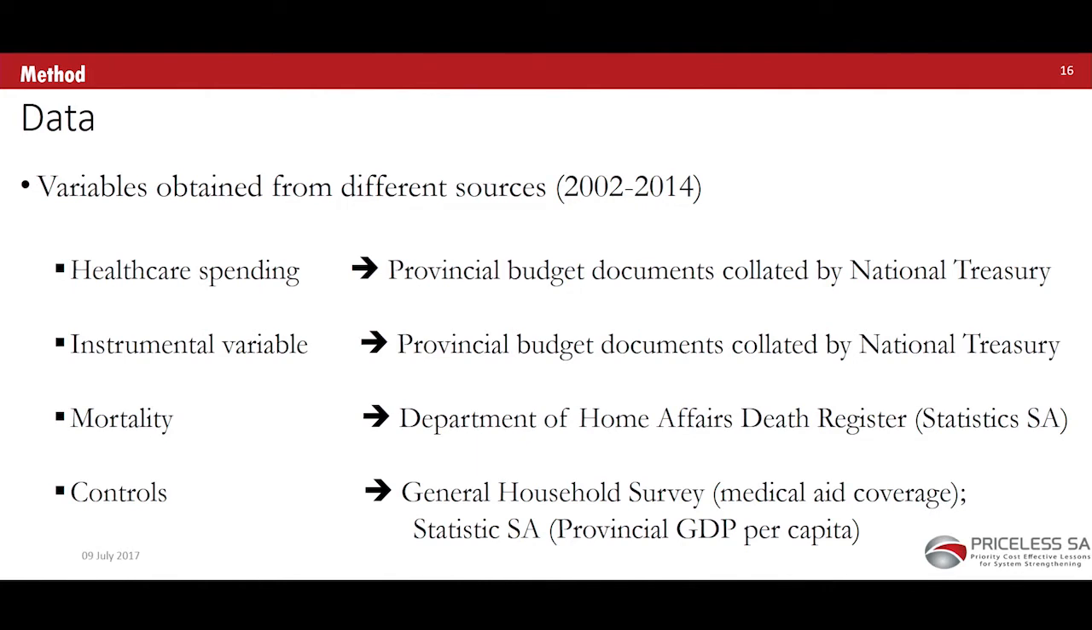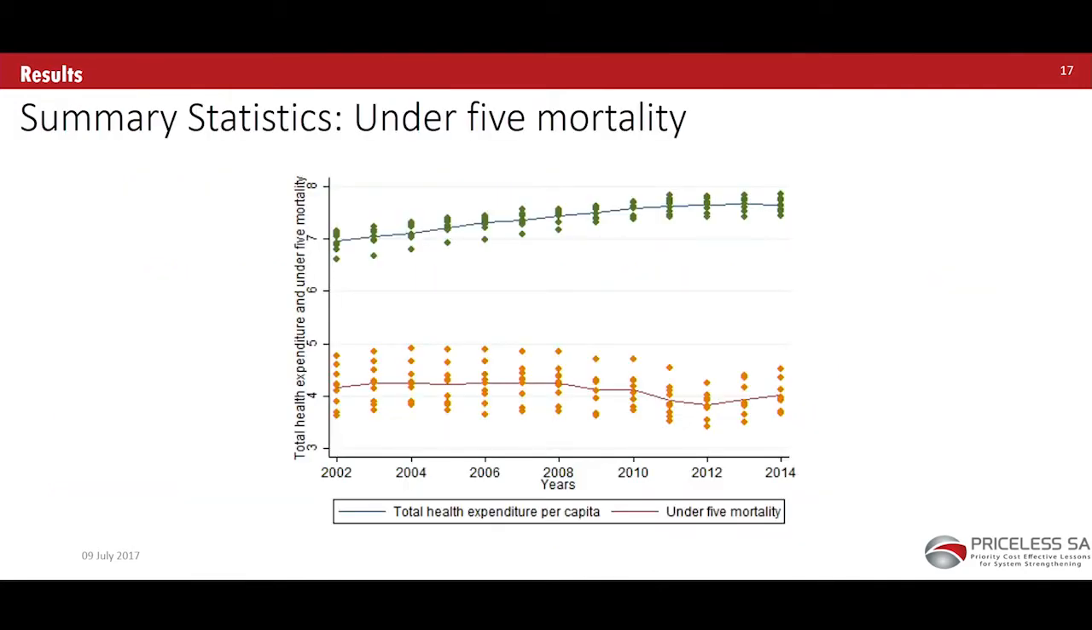In terms of where we obtained our data, this is one of the crucial challenges we found in doing these studies. We've had to plow through government documents and provincial documents collected by the National Treasury to try to work out what the healthcare spending is for each province and the instrumental variables. Mortality and two other controls were a bit easier to obtain. Mortality was obtained through the Home Affairs Death Registry, and we used the General Household Survey for most of our other covariates.